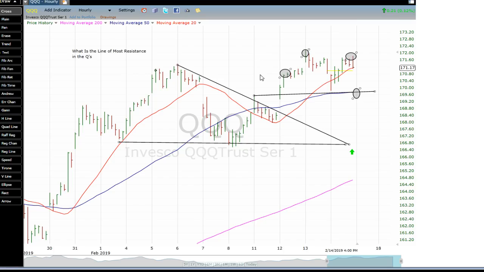You can see how this 166.50 level sets up. You can see that the Qs look like they may have traced out a head and shoulders top formation with the left shoulder, a head, and a right shoulder. Remember that this is a short-term hourly chart.